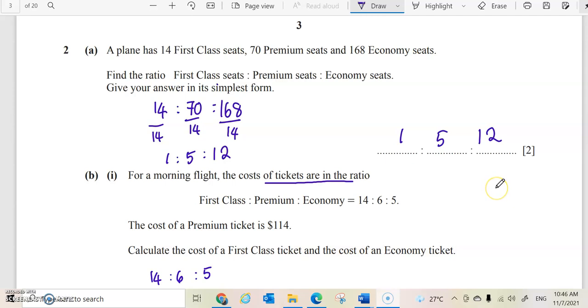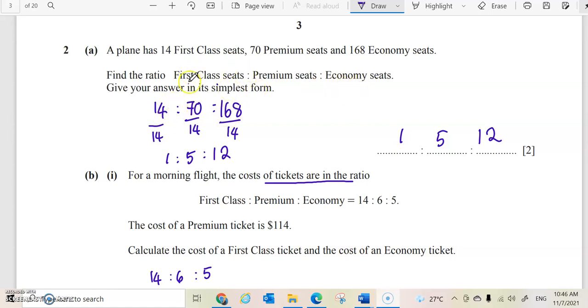Okay, so we go to question number 2. Kalau kita tengok sini, ni topik ratio. Okay, you dah belajar waktu form 1. Okay, so our plane has 14 first class seats, 70 premium seats, and 168 economy seats. Okay, find the ratio of first class seat, premium seat, and economy seats.